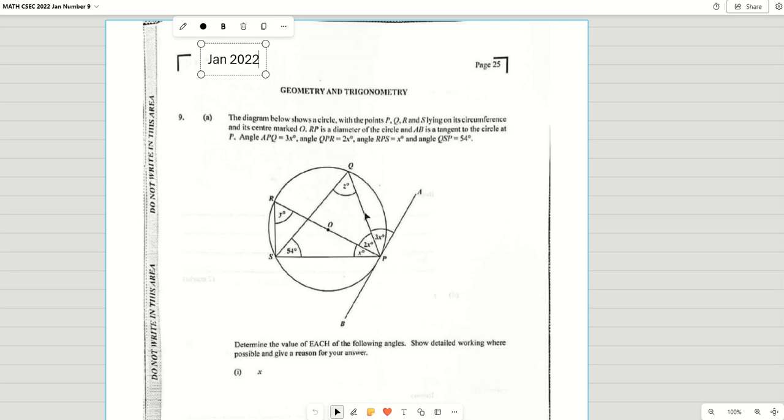Angle APQ is 3x, this entire thing is 3x. Then they said QPR, that's this angle here, is 2x, and angle RPS is x, and angle QSP is 54.